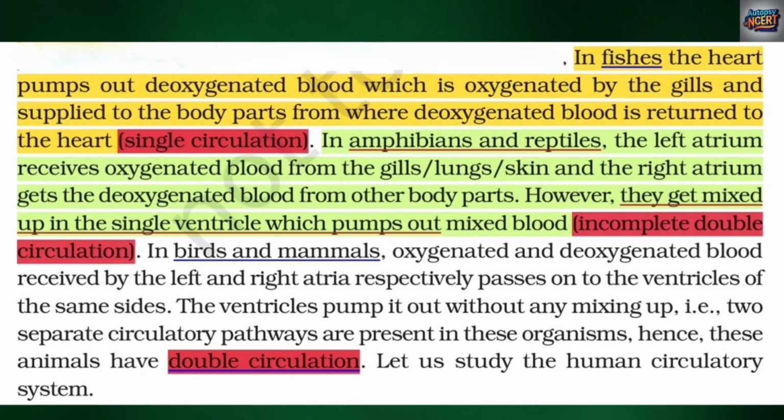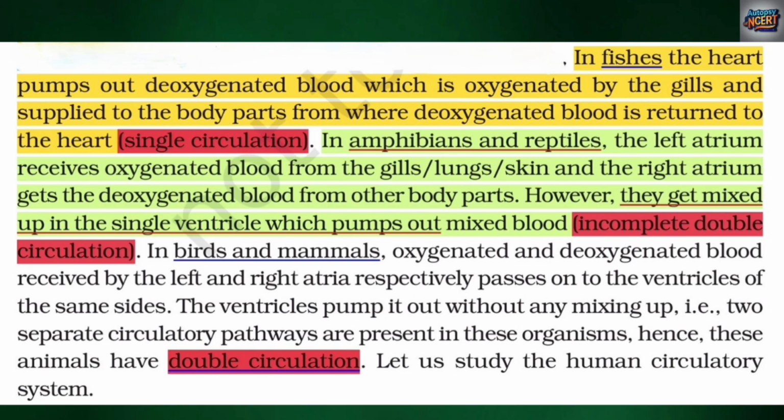In fishes, the heart pumps out deoxygenated blood which is oxygenated by the gills and supplied to the body parts, from where deoxygenated blood is returned to the heart: single circulation. In amphibians and reptiles, the left atrium receives oxygenated blood from the gills, lungs, skin, and the right atrium gets the deoxygenated blood from other body parts. However, they get mixed up in the single ventricle which pumps out mixed blood: incomplete double circulation.